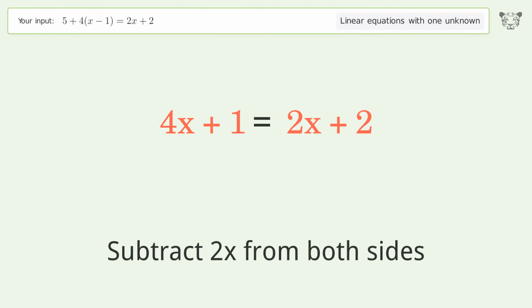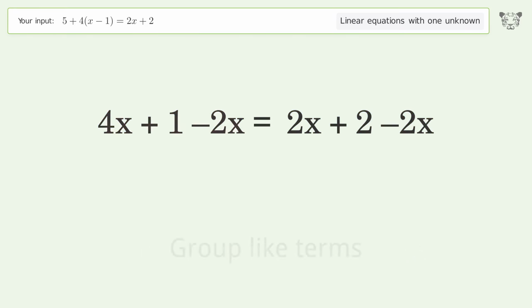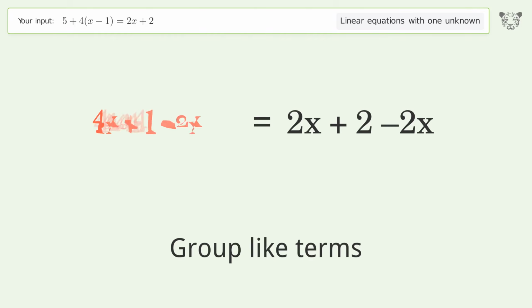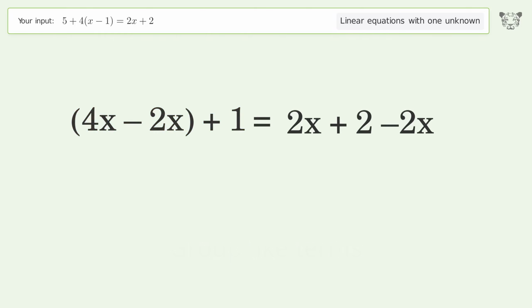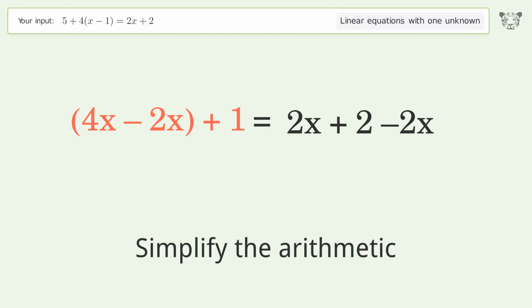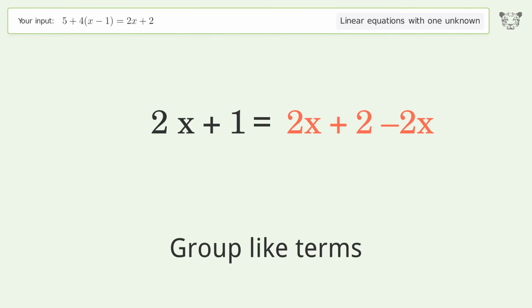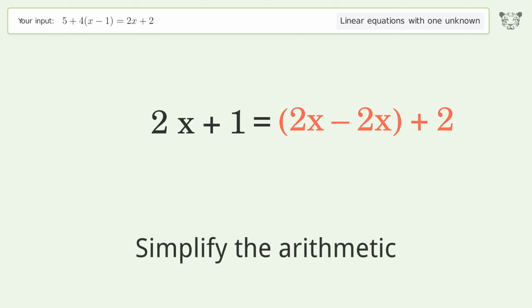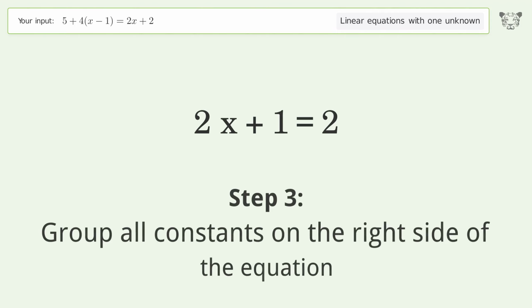Subtract 2x from both sides. Group like terms. Simplify the arithmetic. Group like terms. Simplify the arithmetic. Group all constants on the right side of the equation.